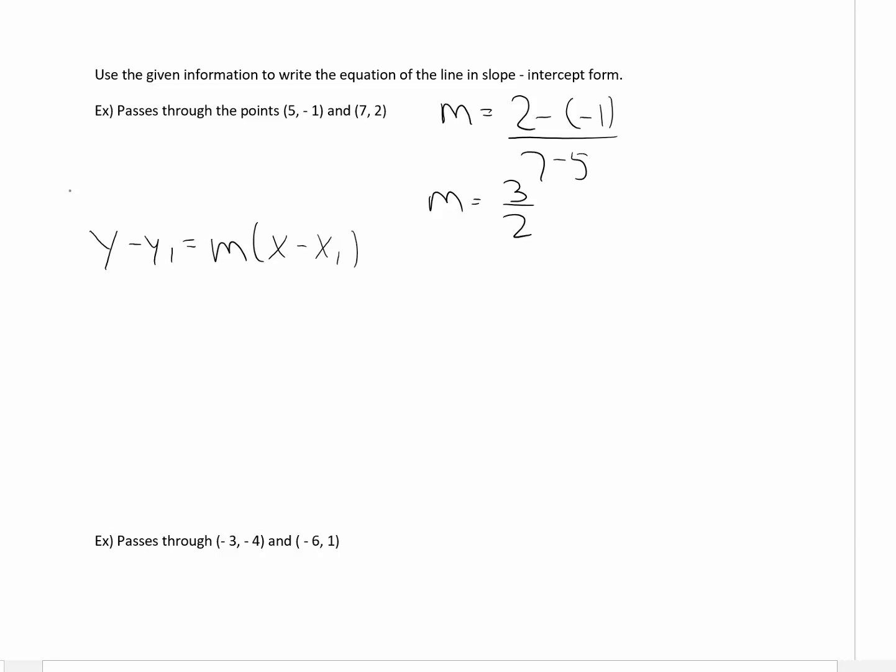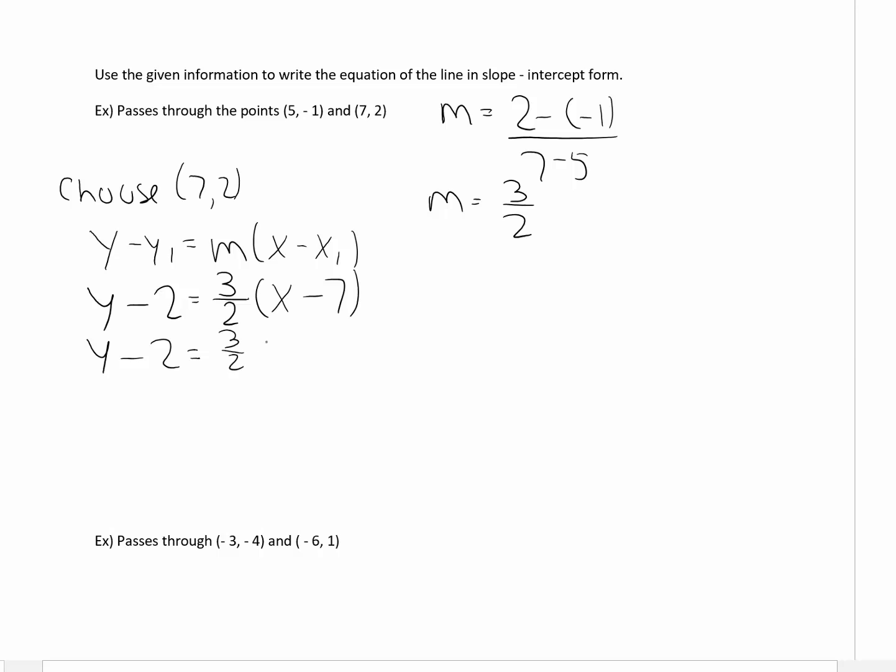So again, I will choose 7, 2. So I will replace 2 for y1, 3/2 for the slope, and 7 with x1. So I'm going to distribute the 3/2. So on the side, 3/2 times negative 7 is negative 21/2. Okay, because we have a fraction, I can multiply by 2 here. Keep in mind, I could have multiplied the previous step by 2 also.